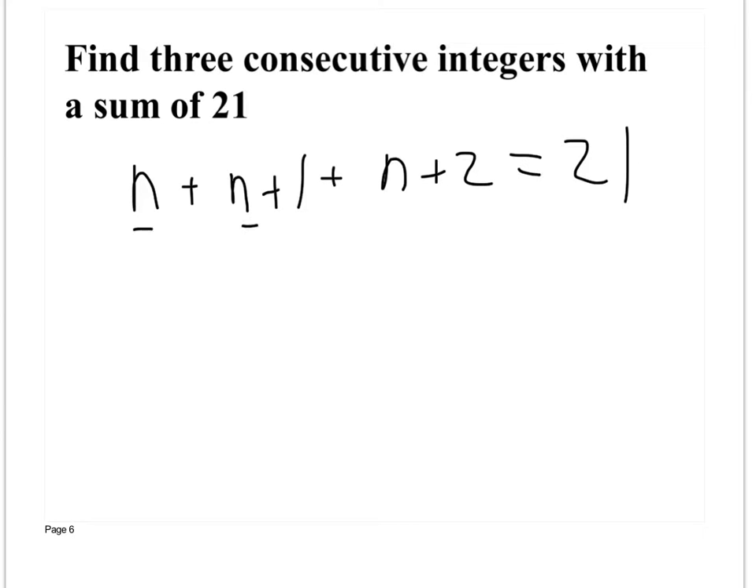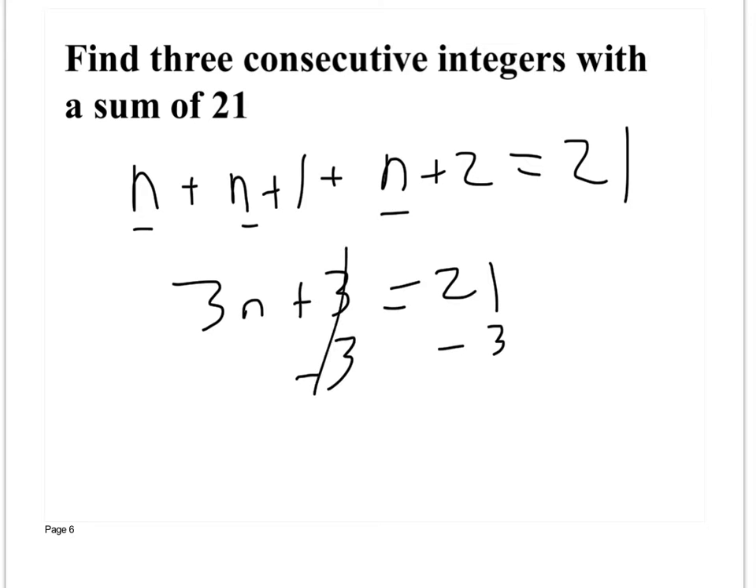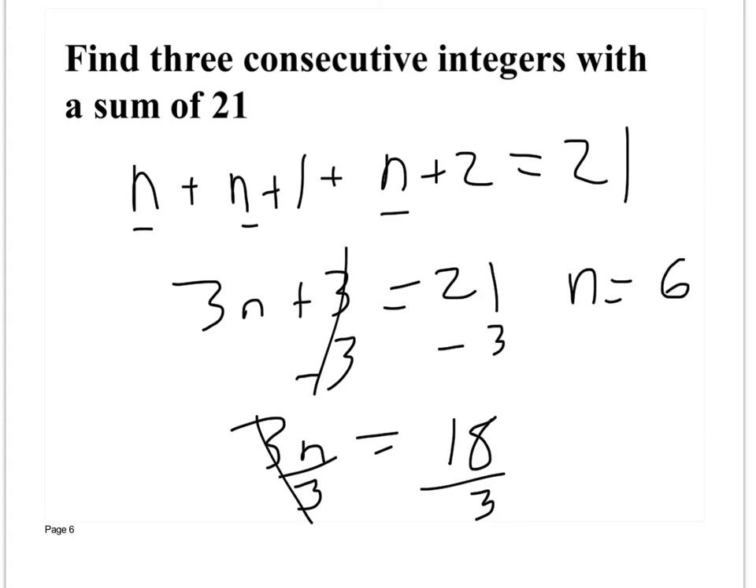So I've got to add up like terms. N plus n plus n is 3n. 1 plus 2 is 3. So this is where I'm at: 3n plus 3 equals 21. Then I subtract 3. 21 minus 3 is 18. 3n equals 18. We divide by 3. What does n equal? 6.